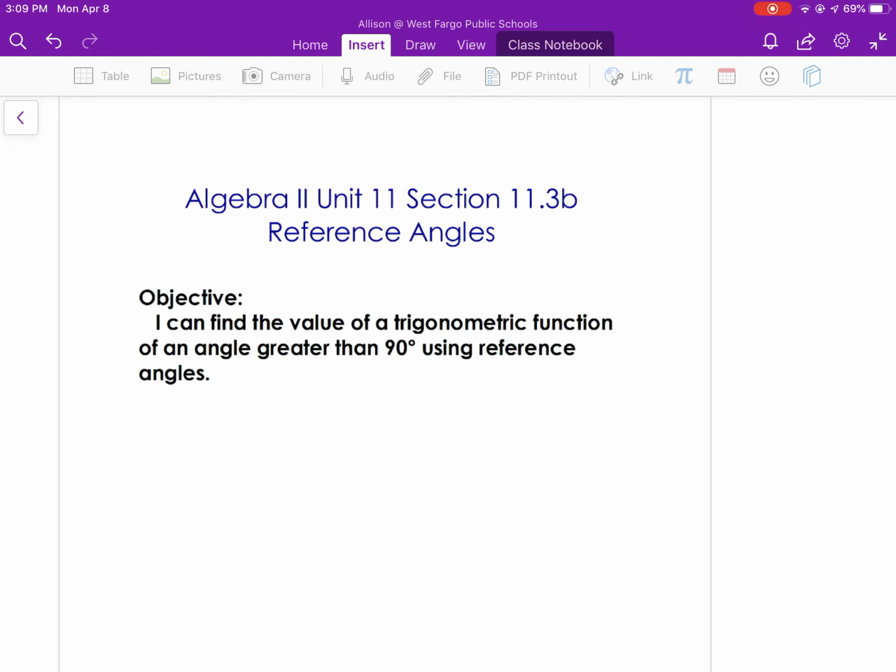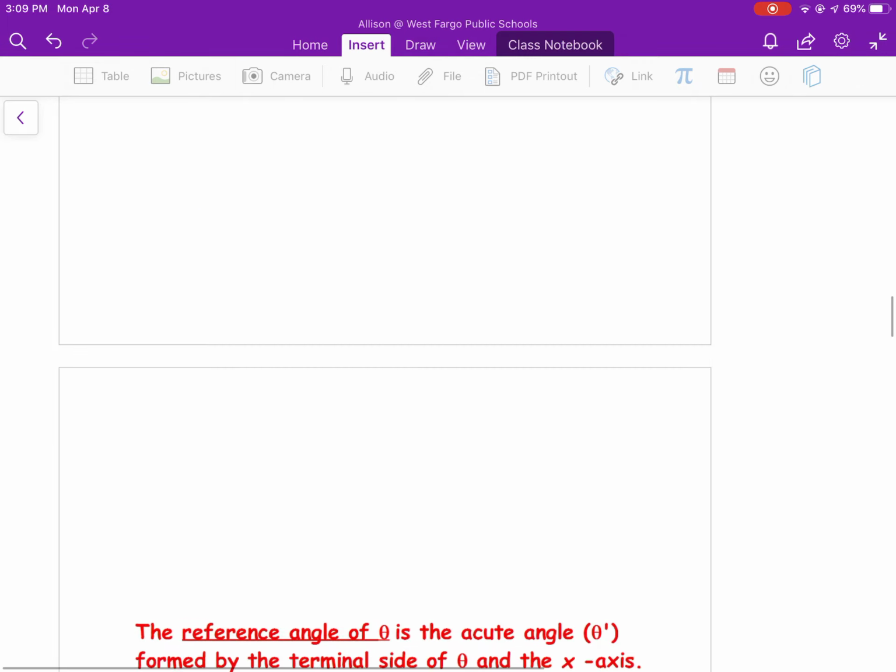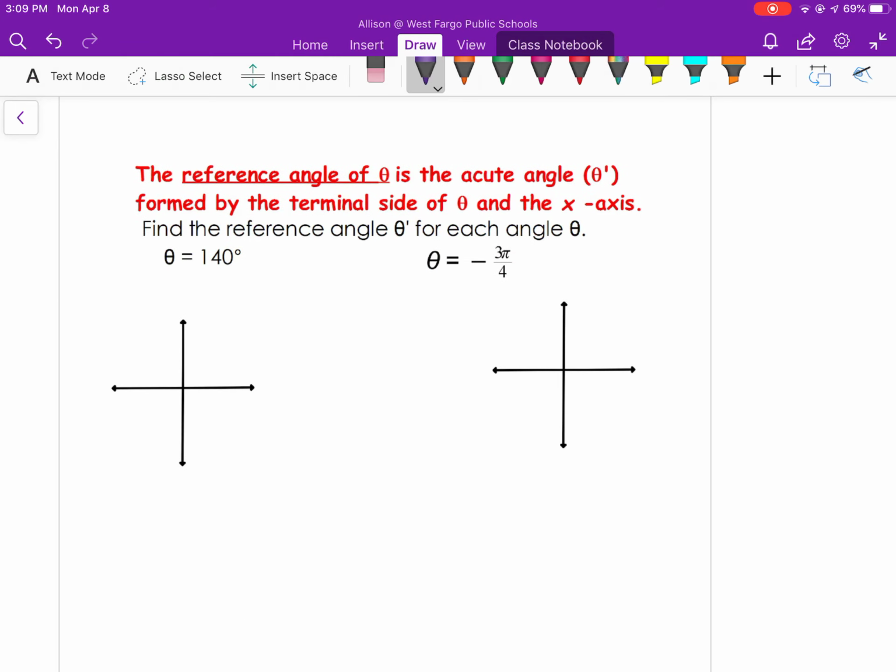So our objective is that we can find the value of the trig function of an angle greater than 90 degrees using a reference angle. So first, what is a reference angle? A reference angle is an acute angle. So remember, acute angle means that it's less than 90 degrees. It's formed by the terminal side of an angle and the x-axis. So it's always with the ending side and the x-axis, and it's always less than 90 degrees. So we're going to look at a few examples first of just finding the reference angle, and then why the reference angle is important, so using it to help us evaluate some trig functions.